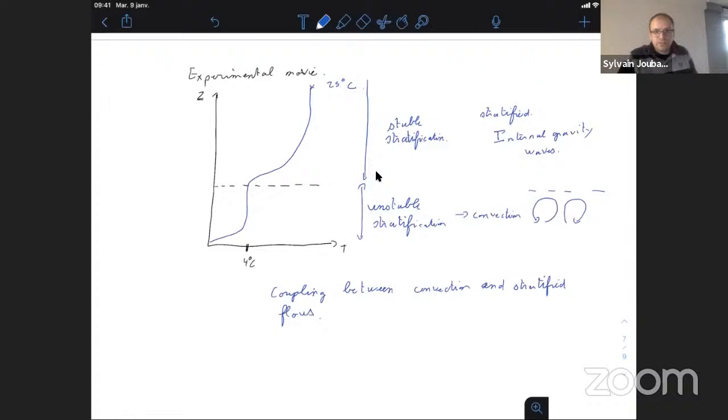In experiments we are doing in Lyon, we add another important parameter, which is rotation. And the rotation will affect the behavior of the stratified flows as well as the convective region, so that we have different features.